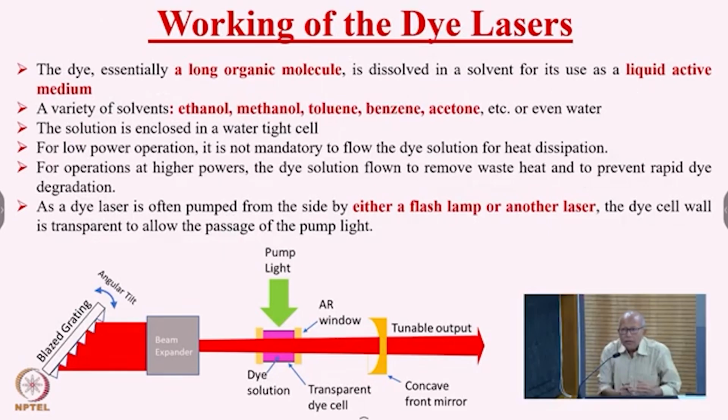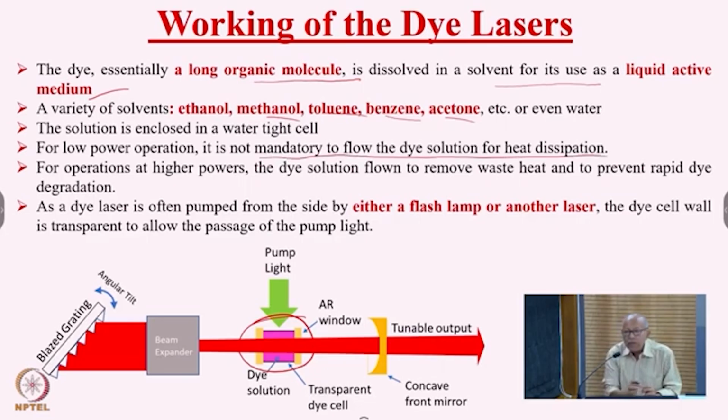So how does the dye laser actually work? See, dye essentially is a long organic molecule, dissolved in a solvent for its use as a liquid active medium. You have to dissolve it in a liquid. Often ethanol, methanol, toluene, benzene, acetone, or even water works as a good solvent. And the solution is enclosed in a tight cell so that the liquid does not leak out. For low power operation, it is not mandatory to flow the dye solution for heat dissipation.